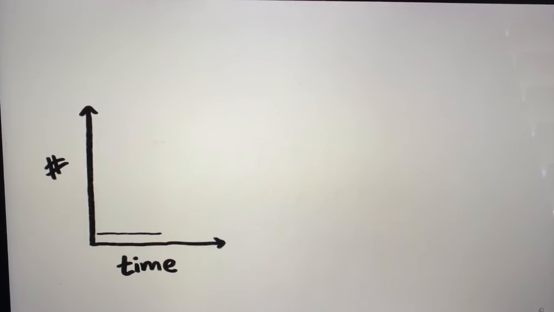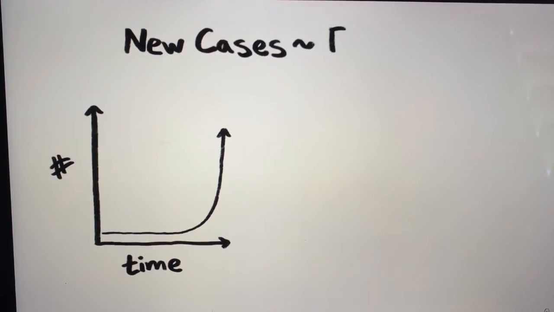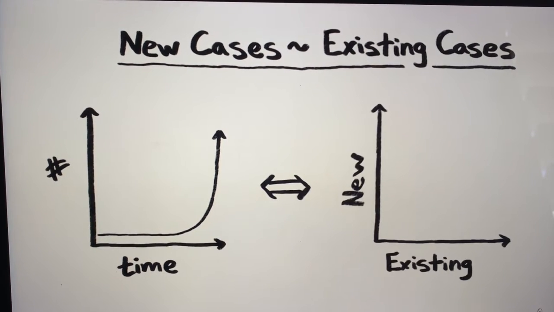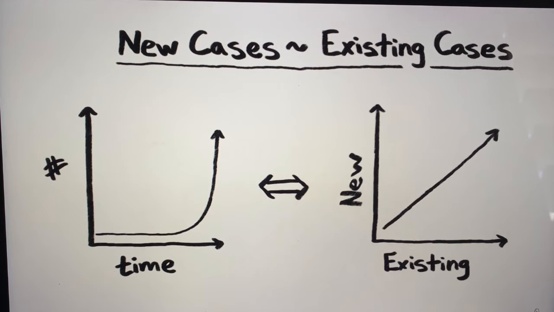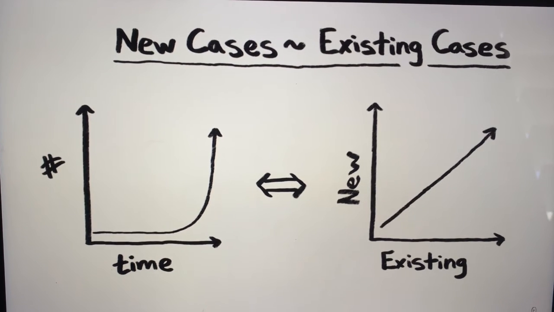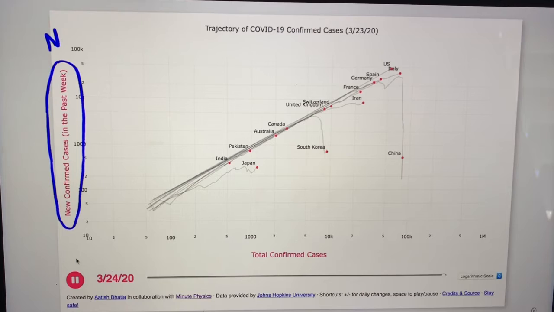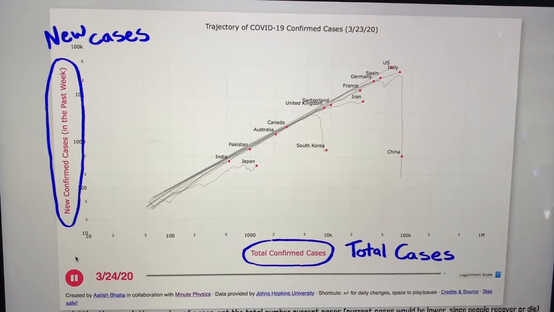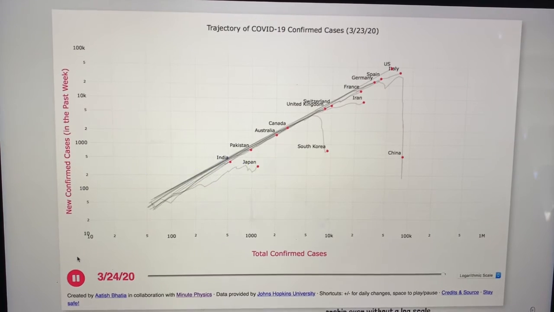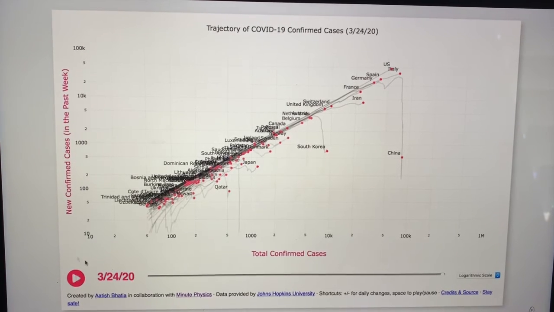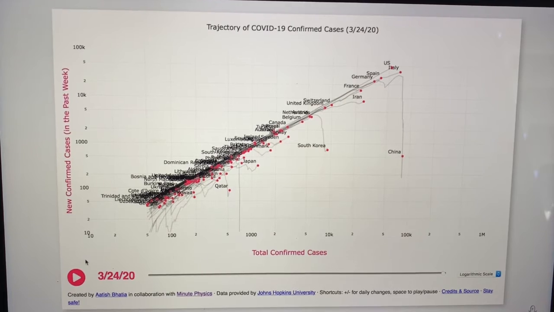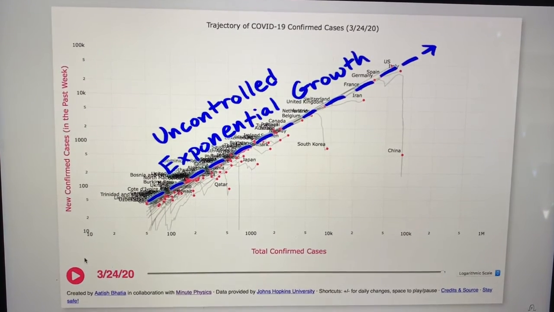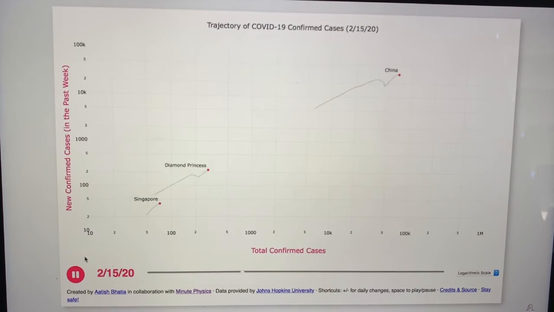The defining feature of exponential growth is that the number of new cases is proportional to the number of existing cases, which means that if you plot new cases versus total cases, exponential growth appears as a straight line. So these are what we plotted on our graph. The number of new cases, aka the growth rate, is on the y-axis, and the cumulative number of cases is on the x-axis, both on logarithmic scales. This gives us a beautiful, horrible graph that shows where all countries are in their COVID-19 journeys. It makes it obvious that the disease is spreading in the same manner everywhere. We're all headed on the same trajectory, just shifted in time.